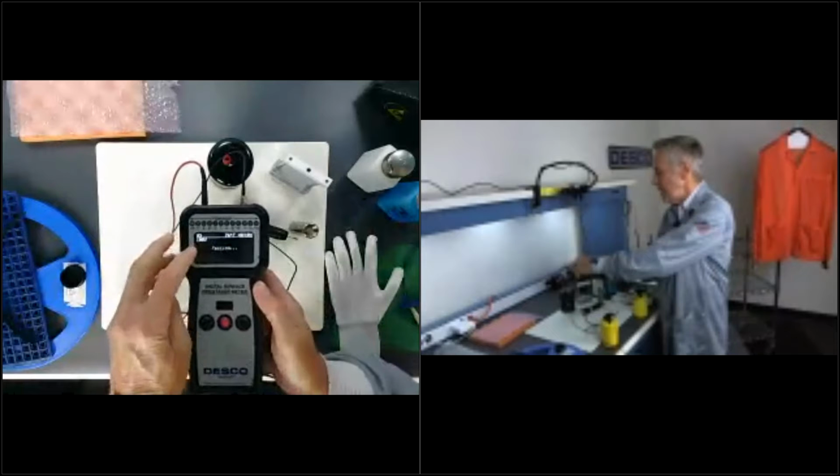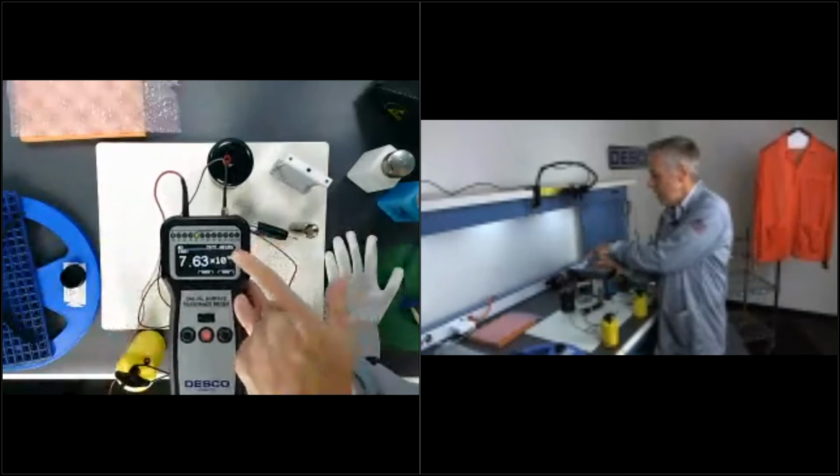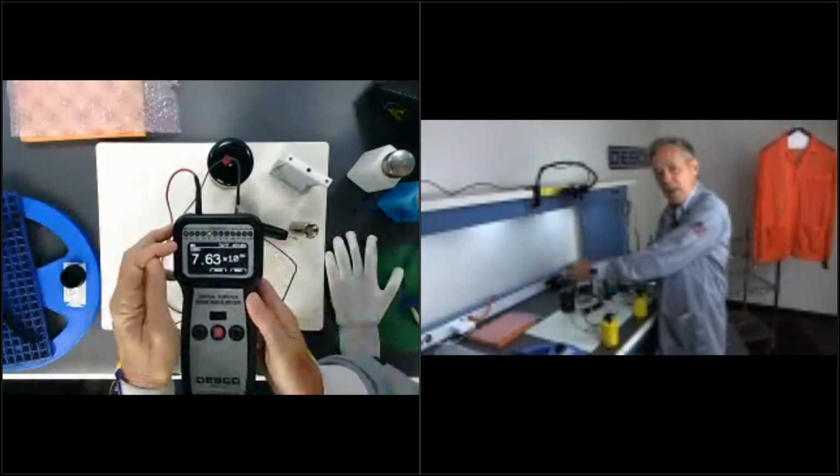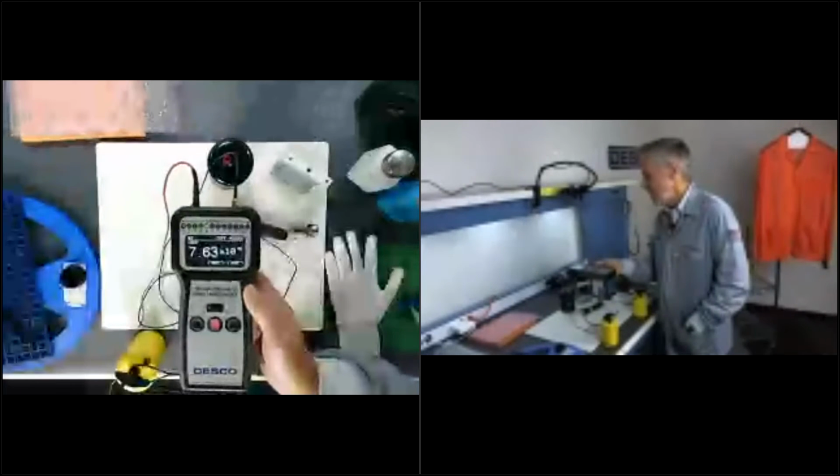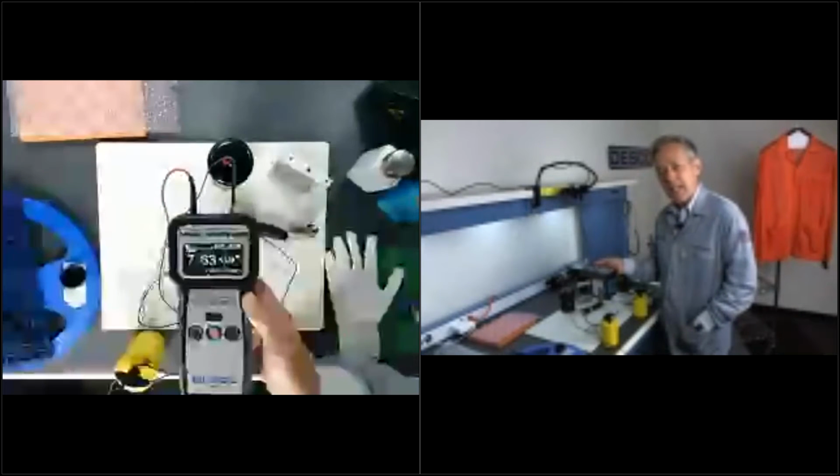And you'll notice on this tester, it's telling you it's 100 volts. You can also see the temperature and humidity, and there's a battery check level up at the top left. So 7.63 times 10 to the 6th.